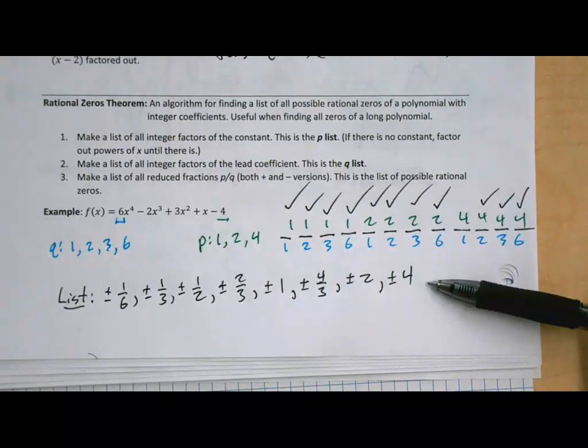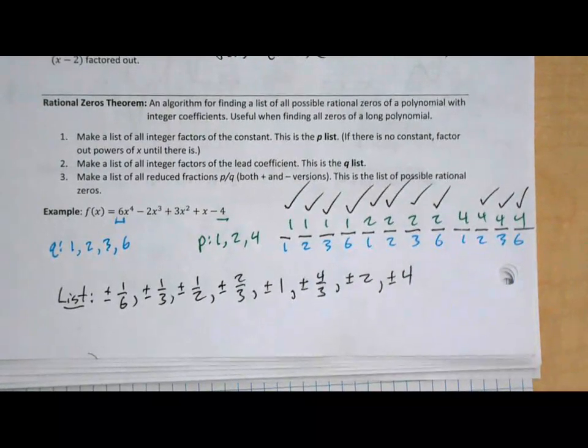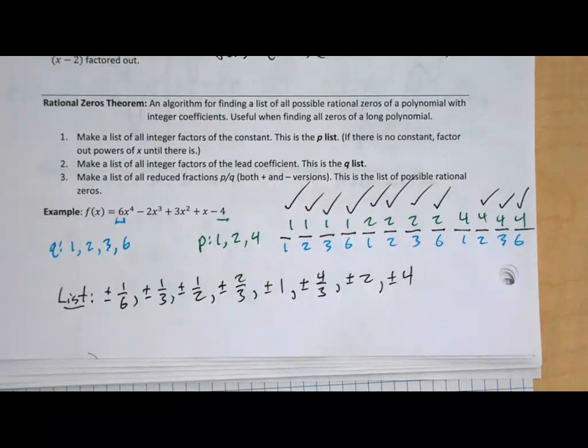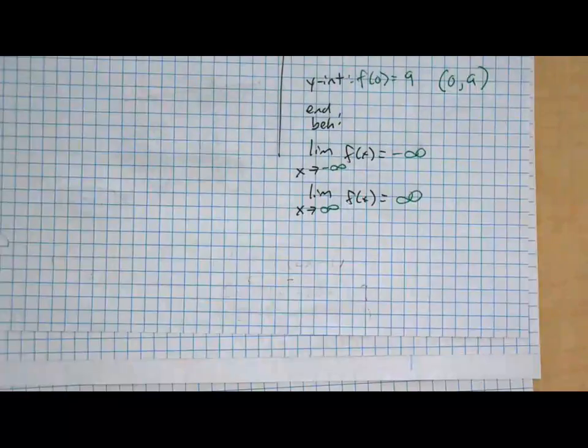Again, your good news is last year you might have been used to going through that list and plugging them in one by one using synthetic division to see if you get a remainder of 0. We're not going to do that this year. We're going to use our calculator. So make sure you got those handy, and we'll flip over to the next page and do our first example.